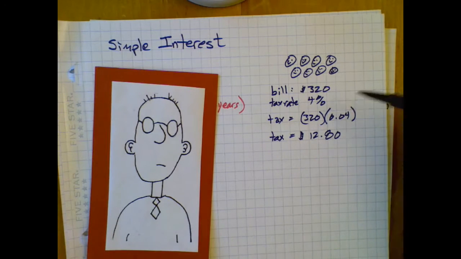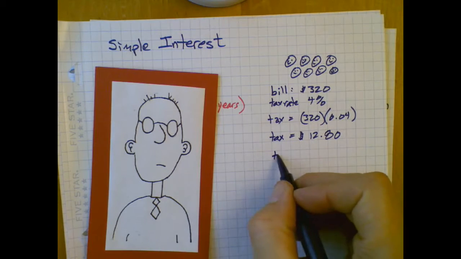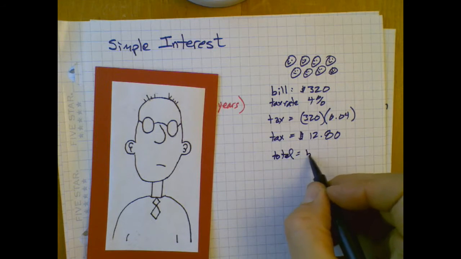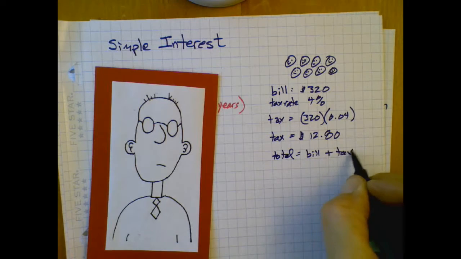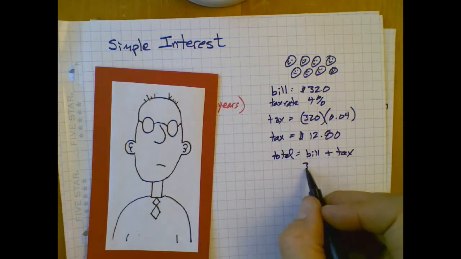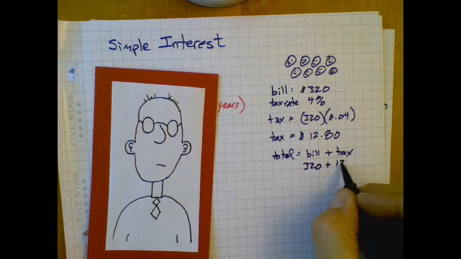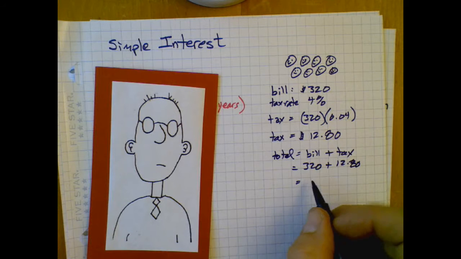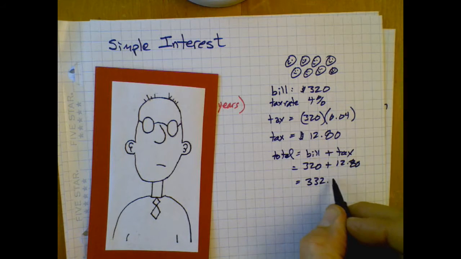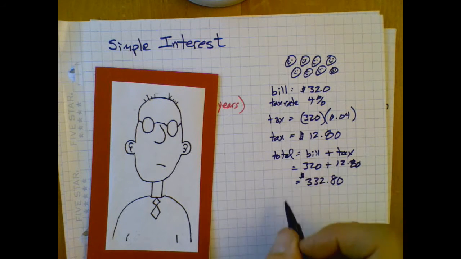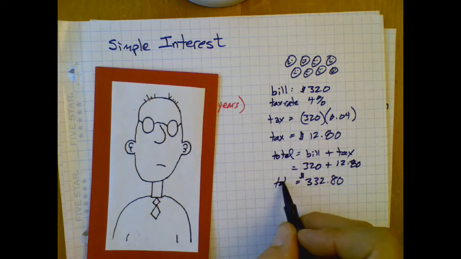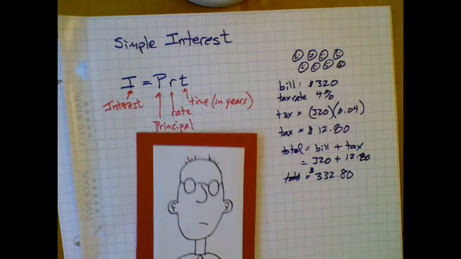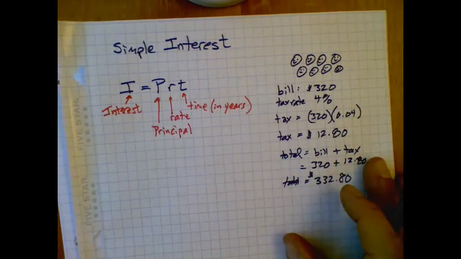Of course, I still have to pay for the bill, right? So my total bill is going to be the bill amount plus the tax. So my total is going to be 320 plus $12.80. So the total is going to be $332.80. I hope it was a good meal. That's the total bill. The bill plus the tax. Okay, simple interest. Well, that was a good meal. Now I'm ready to do some simple interest.